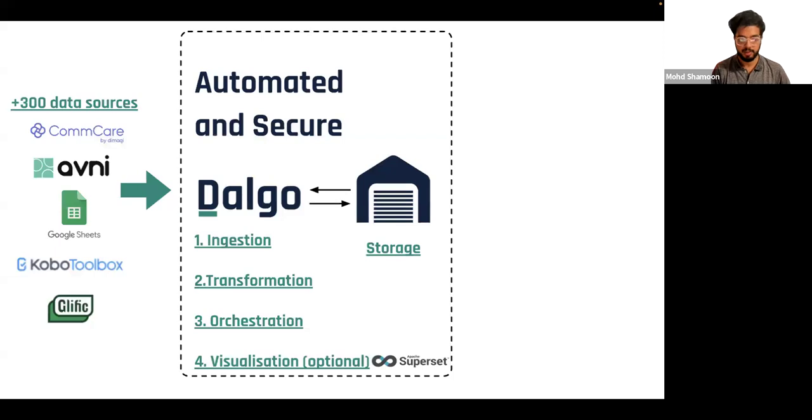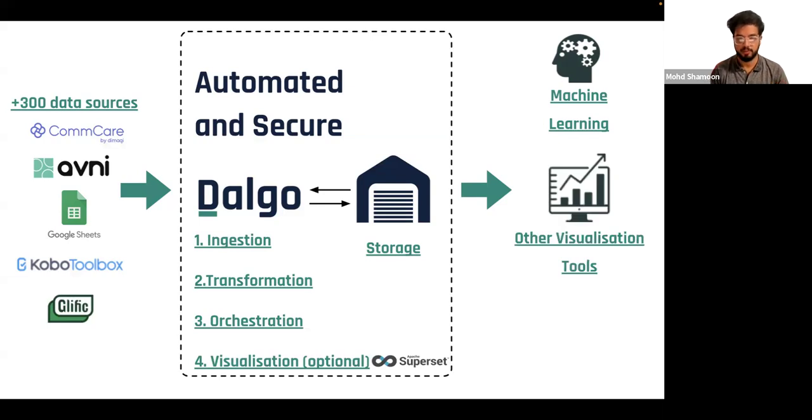And the final step is the visualization. That is optional. We come along with Superset. You can use the warehouse data to create visualizations, and we can help you with that. But other than that, what you can also do is use that data for machine learning, for analytics. You can also use other visualization tools like Looker Studio and Power BI. You have that data in your warehouse, and you can use it for any other purpose. And you can even get that data to the applications that you have.